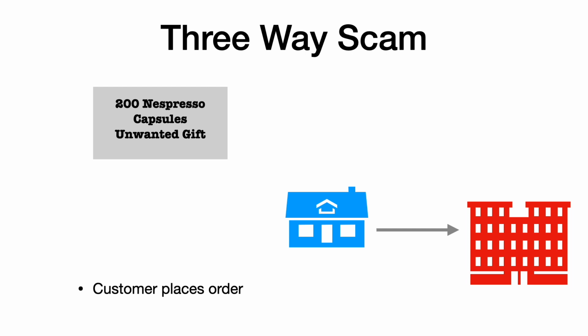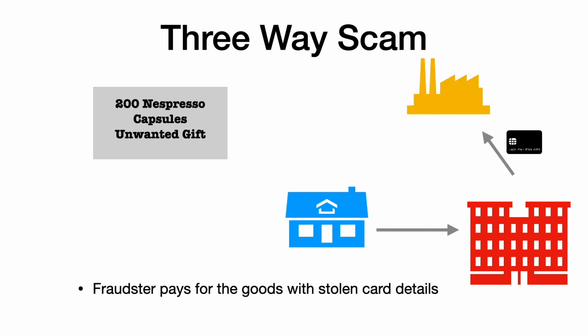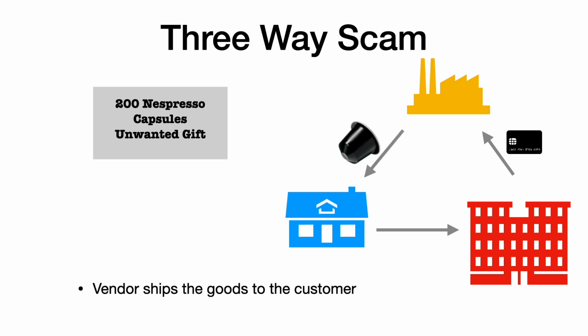Now, the scammer doesn't actually have any of these goods. What the scammer does then is pays for the goods with the stolen credit card credentials. And so the fraudster fulfills the customer's order with the manufacturer, the shipper, and the vendor then ships these goods to the customer.